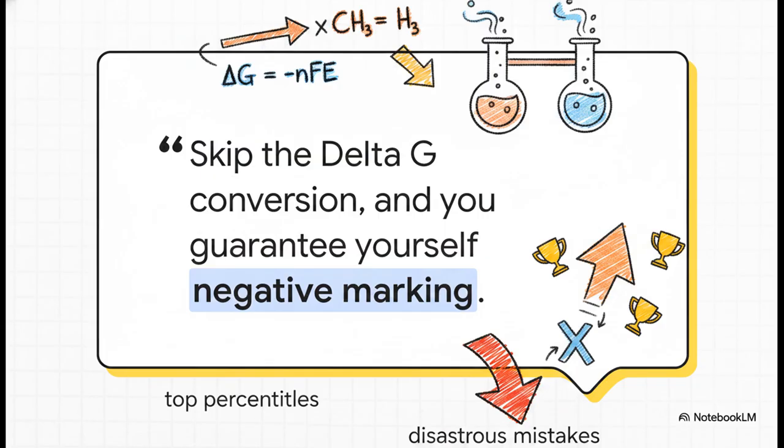Seriously, I cannot stress this enough. If you try to just add E0 values and skip that delta G conversion, you are practically guaranteeing yourself negative marking in JEE Advanced. It's a brutal trap. Mastering this specific trick is what separates the top percentiles from everyone else. It locks in your rank when you're hit with those tricky unknown potential calculations.